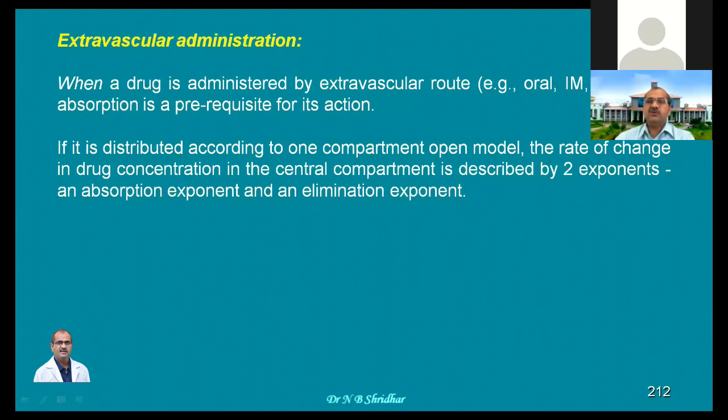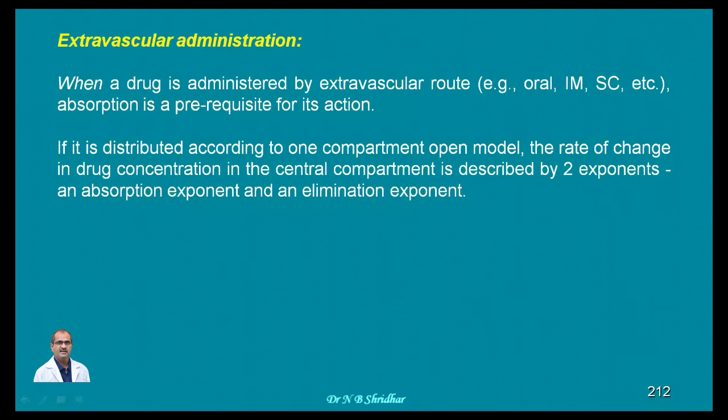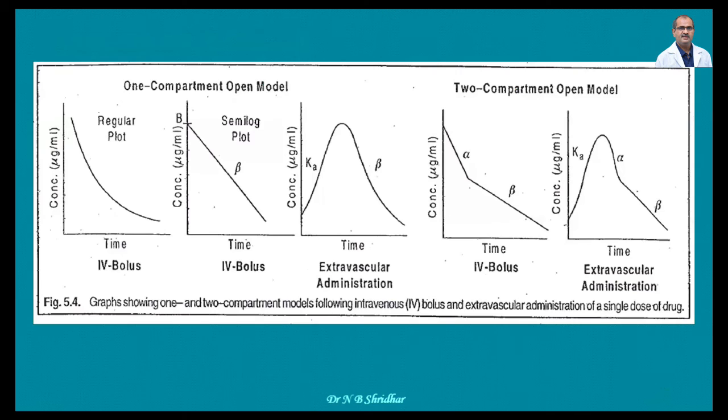According to the one compartment model, the drug is distributed according to an open model, and the rate of change in drug concentration in the central compartment is described by two components, an absorption component and an elimination component. This is also referring to the two compartment open models.